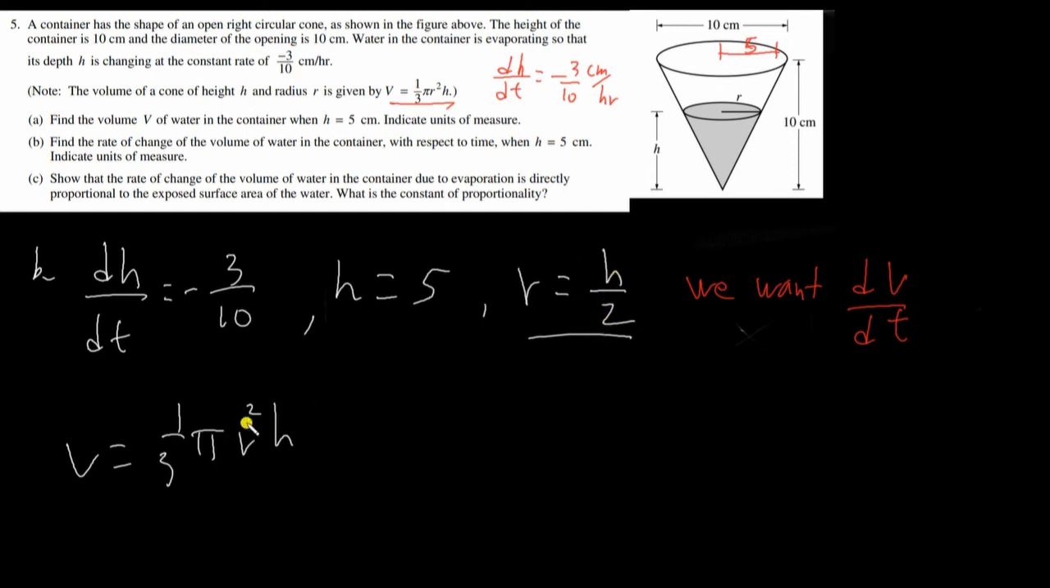So what I'm going to do now is make everything in here in terms of h. The reason I'm doing that is because I know dh/dt, so I want to make everything in terms of h, so that when I differentiate it, I'll have a known dh/dt that I can plug into the equation. So I can take this r and replace it with h over 2. So this is 1/3 pi (h over 2) squared times h. And if I wanted to simplify this a bit, that would be 1/12 pi h cubed.